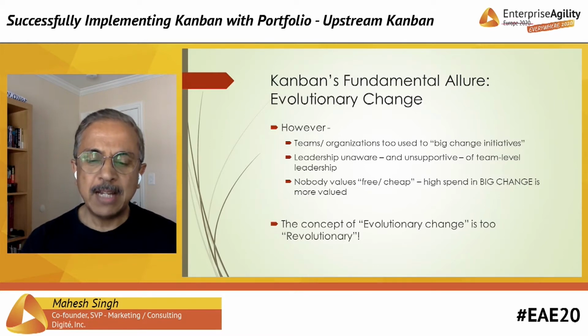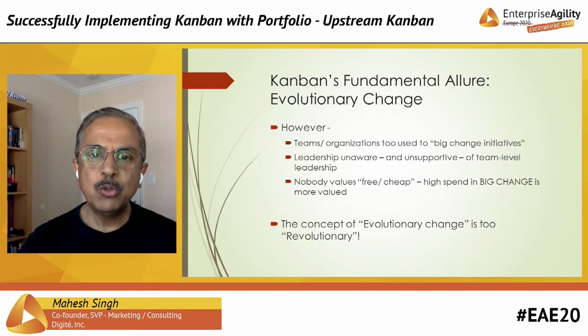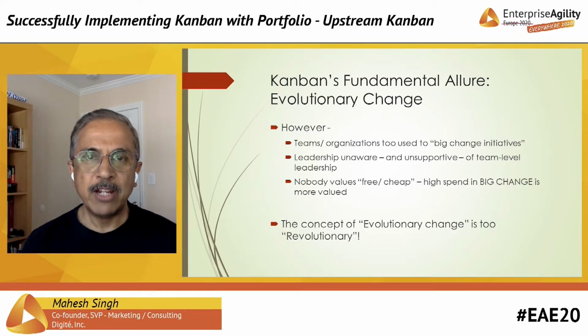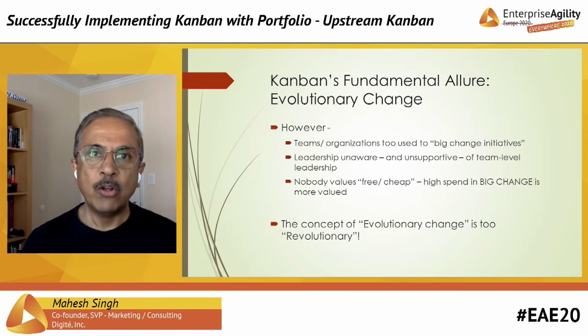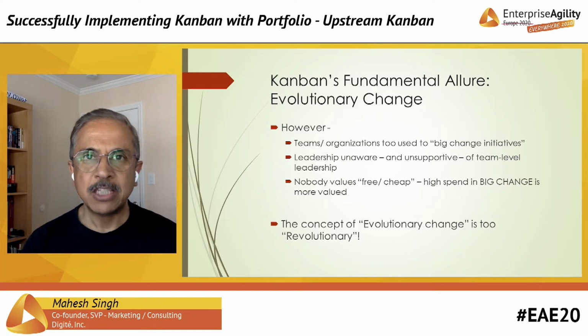However, the problem is that many organizations that have implemented change initiatives are used to what we call disruptive change. Typically, when organizations have done it historically, they have implemented changes such as Six Sigma or CMMI or later on Agile with Scrum type of initiatives. They have been used to big change initiatives.